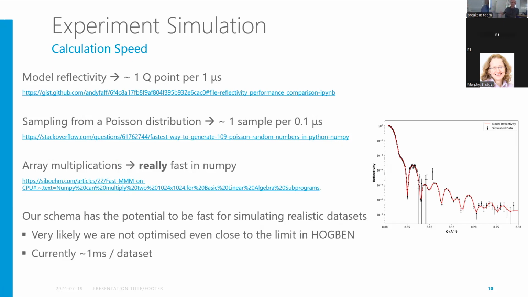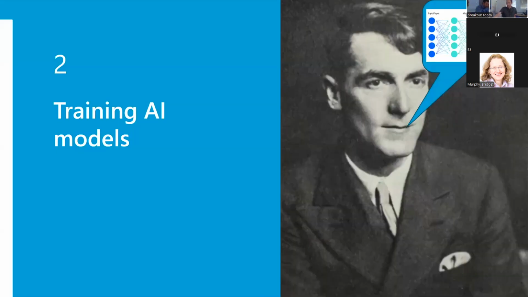So let's say the schema in principle has the ability to be exceptionally fast to simulate very realistic data, and it's currently one millisecond per data set. So yeah, why is this useful for training AI models?